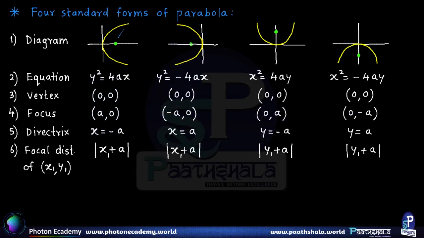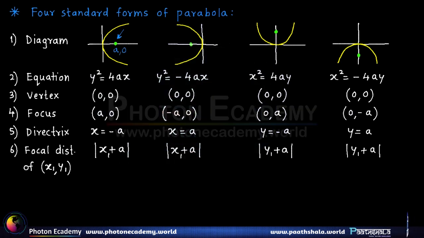Then focus also, it's as shown here, that is depending on where the focus lies. The focus is shown here in green dot. And by convention we take a as a positive number. So when we say that for the first parabola the focus lies at (a, 0), that means here we are taking the value of a as a positive number. Based on that we can derive the coordinates of the focus for the other configurations also.